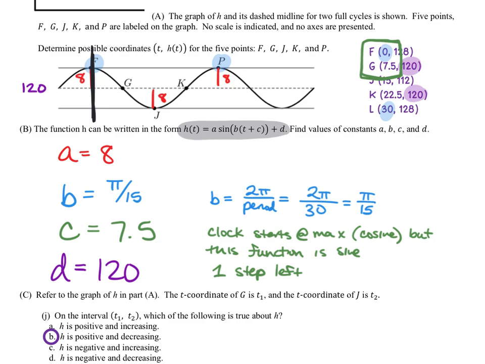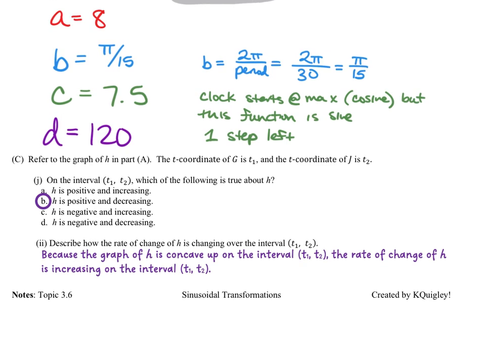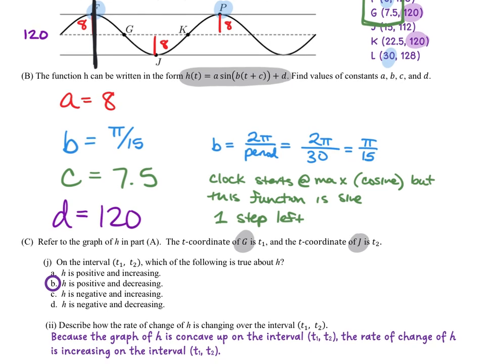Okay, part C, again, we answered this on our last note, so I'm not making us do exactly again. We said that on the interval from G to J, it wants to know if H is positive or negative and if it's increasing or decreasing. As a review, if you look from G to J, that's here. Is your clock at that point above the ground or below the ground? Above. So we know it's definitely going to be positive.